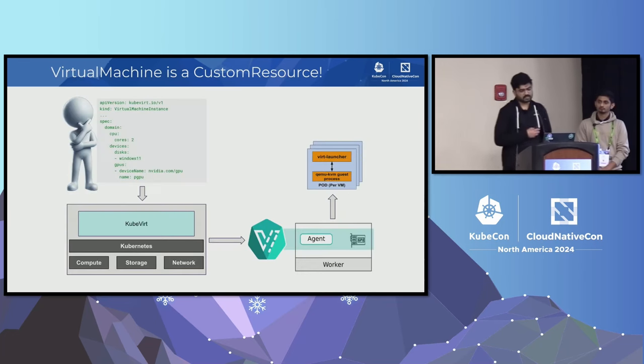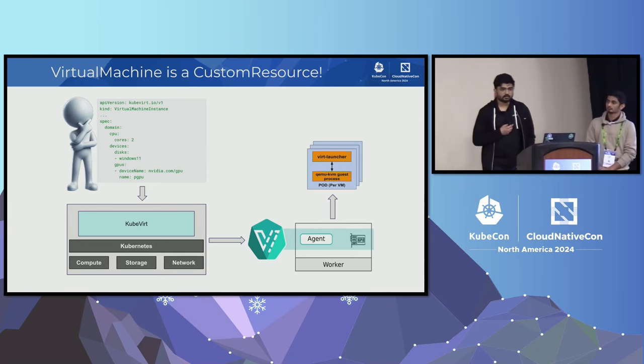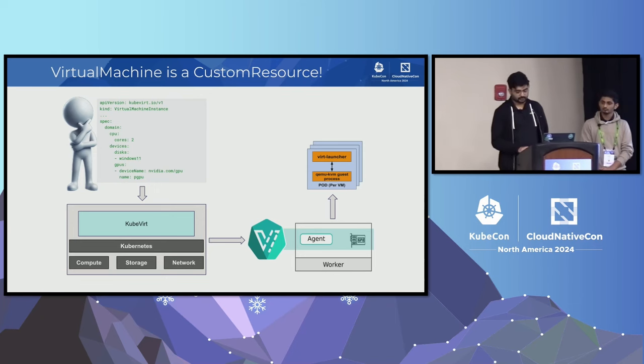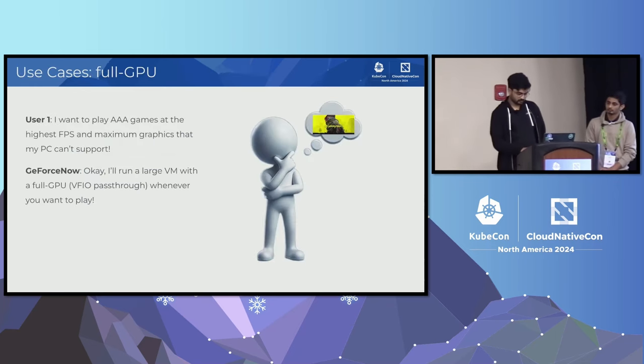I said we run virtual machines, but Kubernetes doesn't support them natively. So we have Kubevirt, which runs VMs as part of Kubernetes. The VM is just a custom resource that Kubevirt translates into a pod, and then it runs the virtual machine using the KVM hypervisor on the nodes.